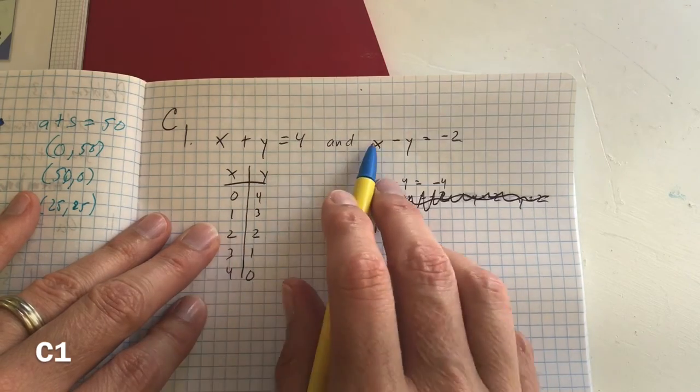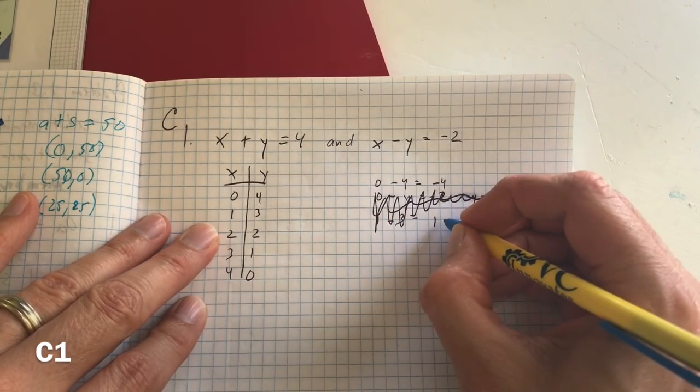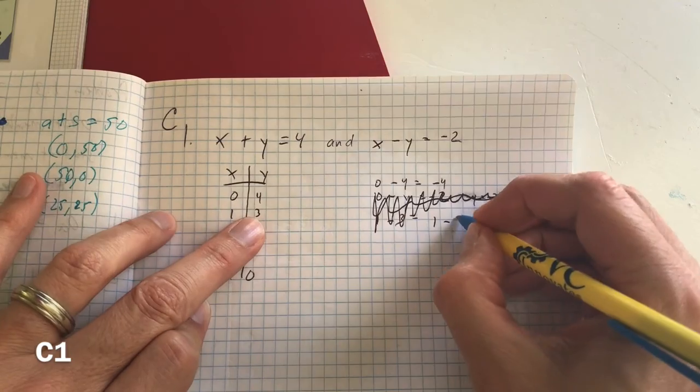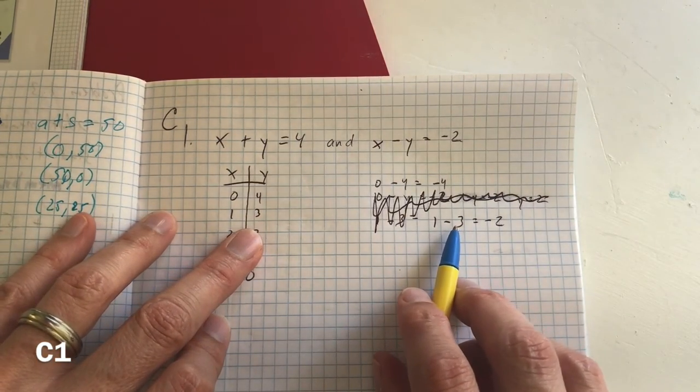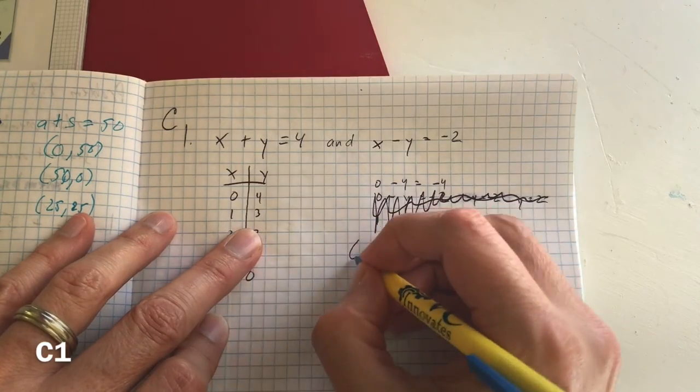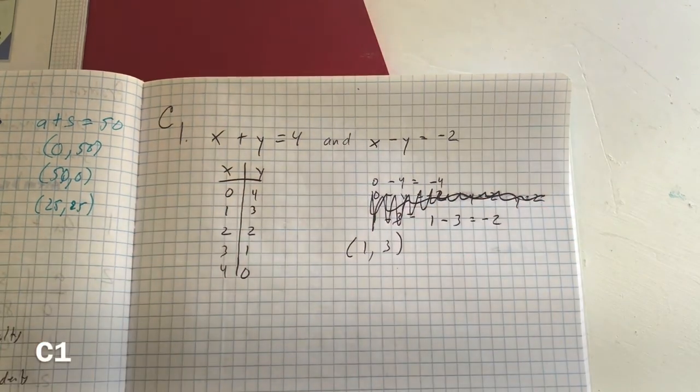Let's try this one. If I put 1 in here, 1 minus 3, hey, look at that, equals -2. So it turns out this is the solution in this case. The ordered pair for this case would be 1 and 3. That's one way to do that.